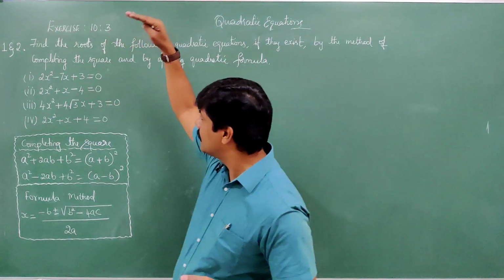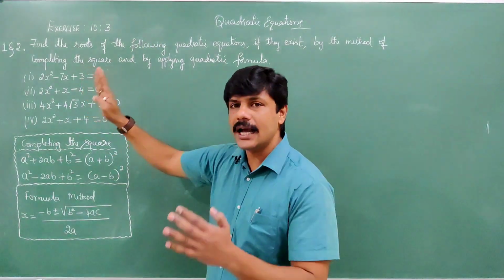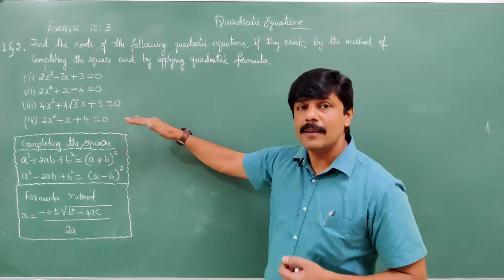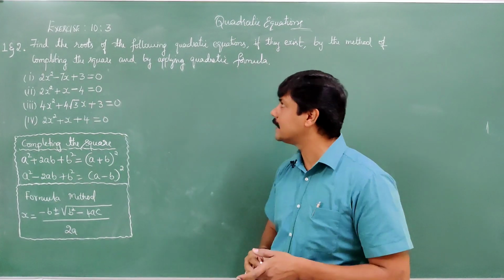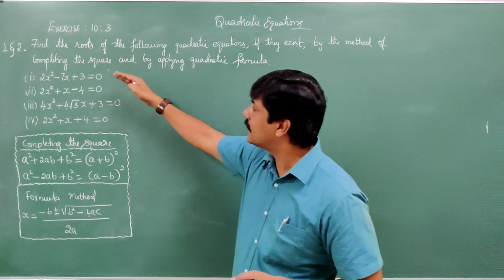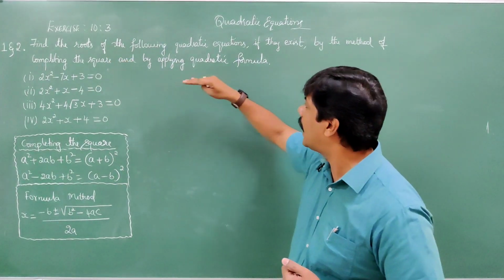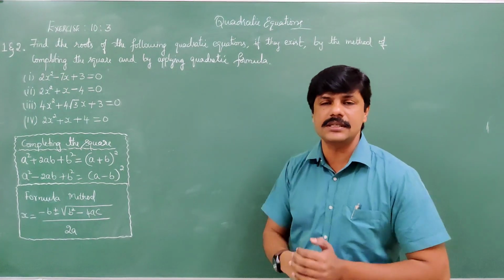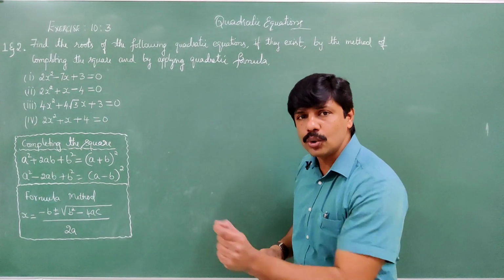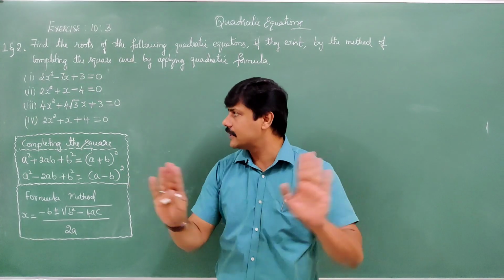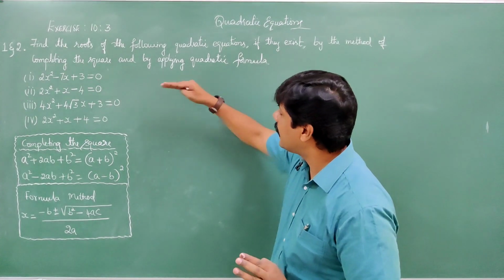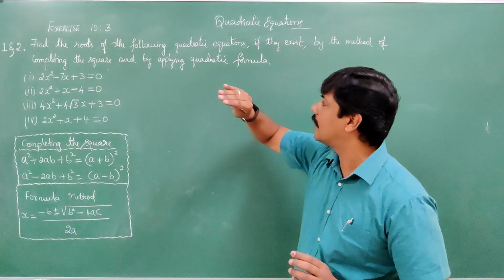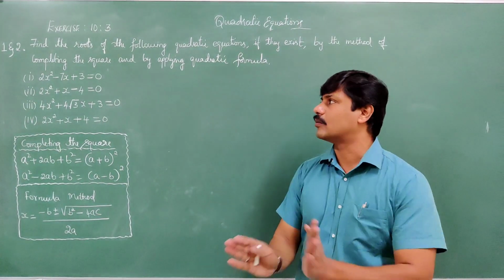We'll start exercise 10.3 first and second main, because first and second main consist of the same problems but different methods. What is this method? By the method of completing the square and applying the quadratic formula. In these quadratic equations, we are finding the roots not by the factorization method, which is finished. We are finding the roots by completing the square and by applying the quadratic formula.